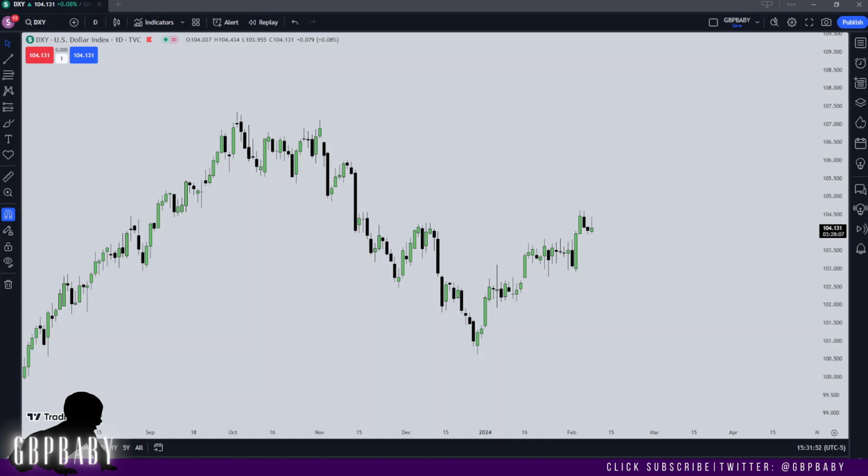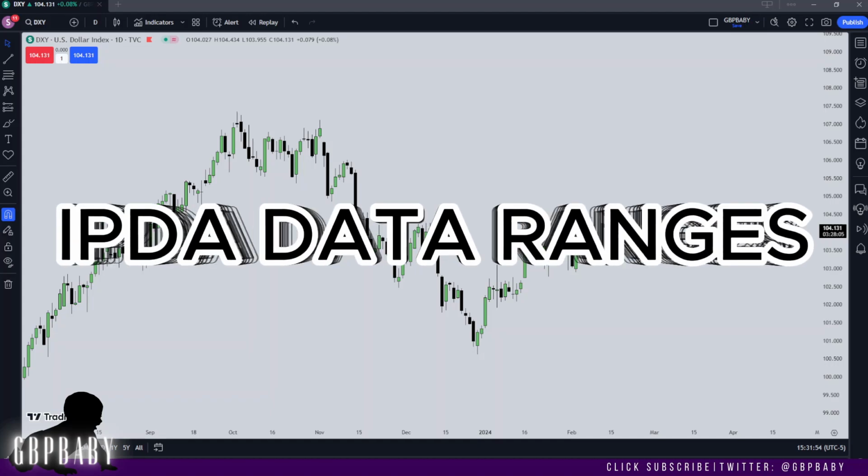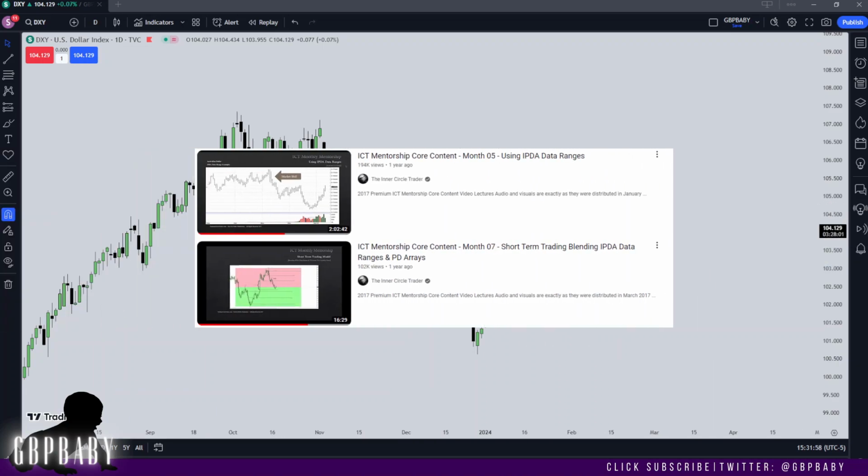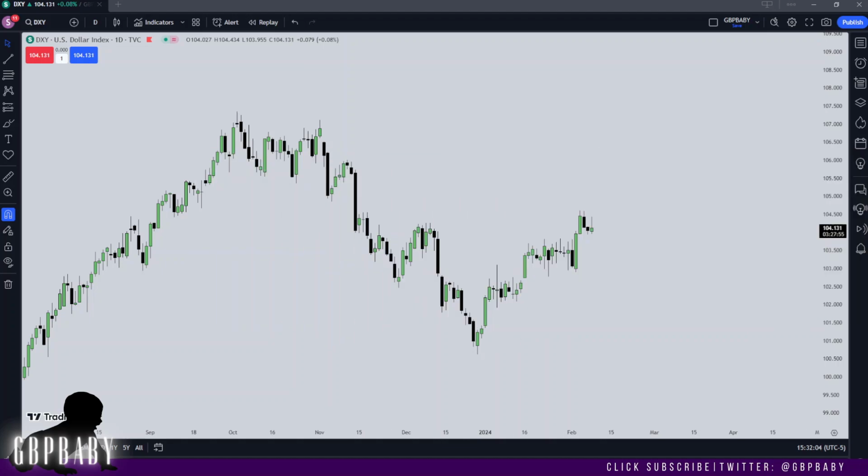I hope everybody's doing well, and today we're going to be looking at IPDA data ranges. Now, I understand ICT has 2 episodes on IPDA data ranges, one of which is 2 hours long and another one I think is about 30 minutes. So yes, it is a lot of time. It is very time consuming if you want to go and learn it yourself. I do still suggest and encourage you to go learn it yourself, but I'm just going to go through what I know and my understanding of it.